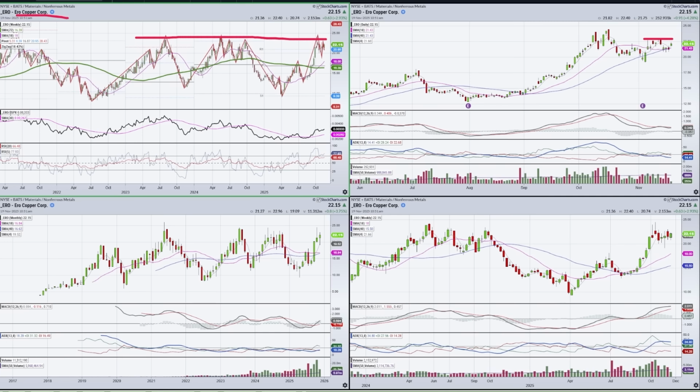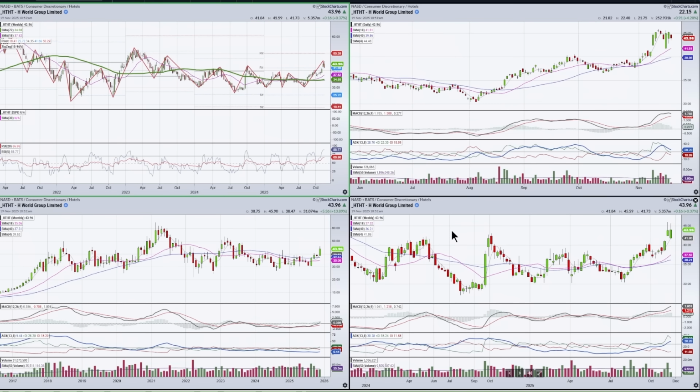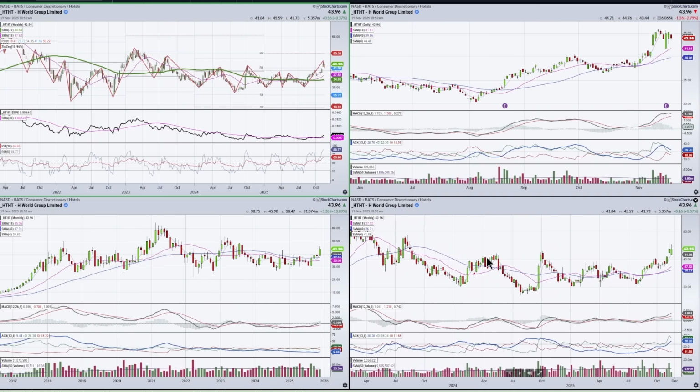Copper stocks, some copper stocks are trading a lot better. I think this is definitely worth watching. HTHT is another one. Nice basing pattern with the breakout, improving relative strength. Had earnings already, so we don't have to dodge that bullet. And so we're looking for, I think this has pretty good support around the 40 level.